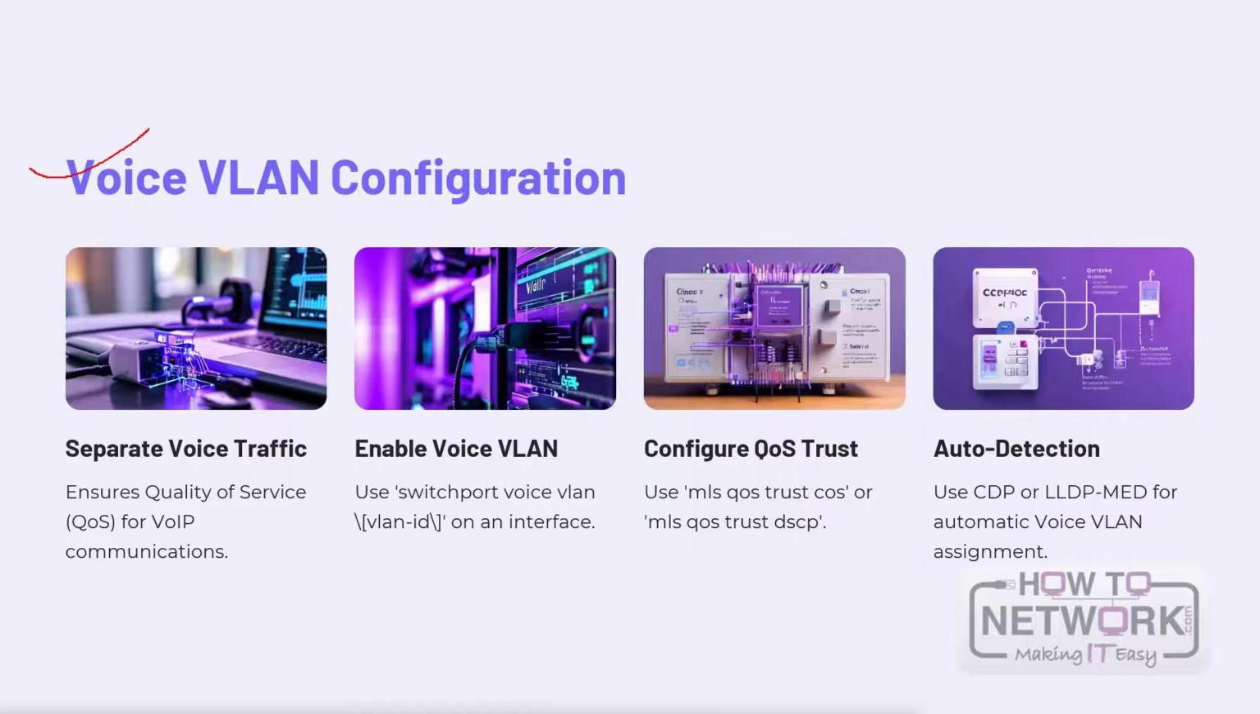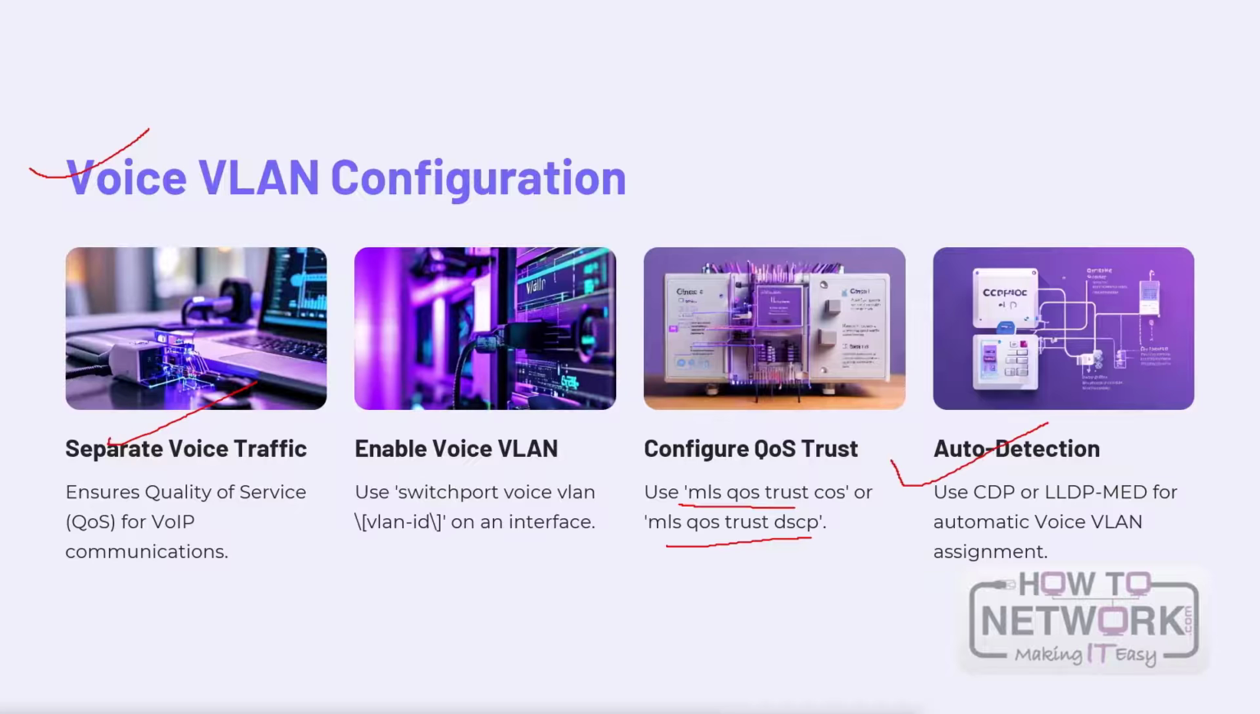Another one is voice VLAN configuration. So voice VLAN separates voice traffic from data traffic, ensuring quality of service for VoIP communications. Here you need to enable voice VLAN on an interface using the switchport voice vlan command, then you put the VLAN ID. You can configure QoS trust settings with mls qos trust cos. This actually applies for the old devices, the MLS config, like the legacy 6500. Maybe for the other one, the 3850, I forgot now, those Cisco devices. There's just a lot of QoS options that you can put.